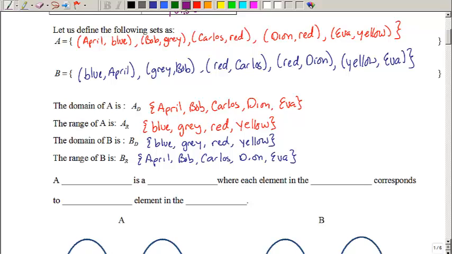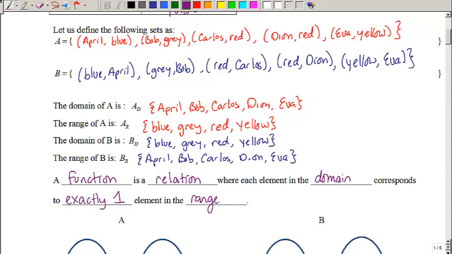Although there is a special kind of relation that we really want to study today, and it's called a function. A function is a relation where each element in the domain corresponds to exactly one element in the range.